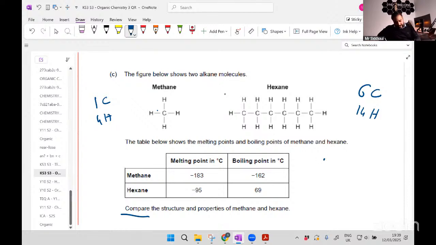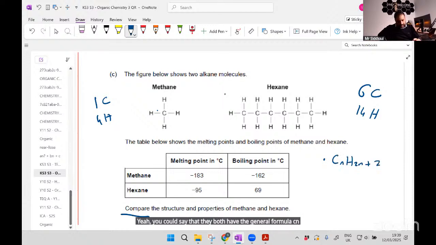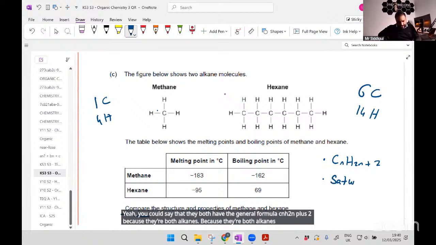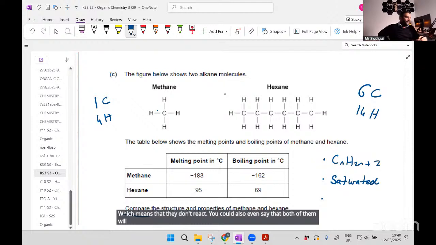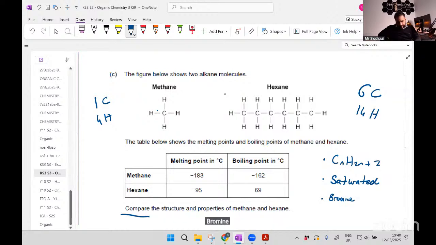You could say that they both have the general formula CnH2n+2 because they're both alkanes. Because they're both alkanes, we often describe them as being saturated, which means that they don't react. You could also even say that neither of them would react in bromine water, it would stay orange. Remember, alkanes keep it orange, alkenes turn it colorless. So bromine water stays orange with both.